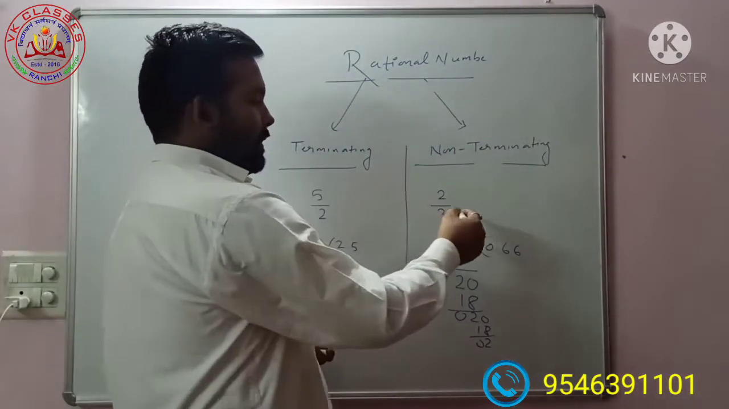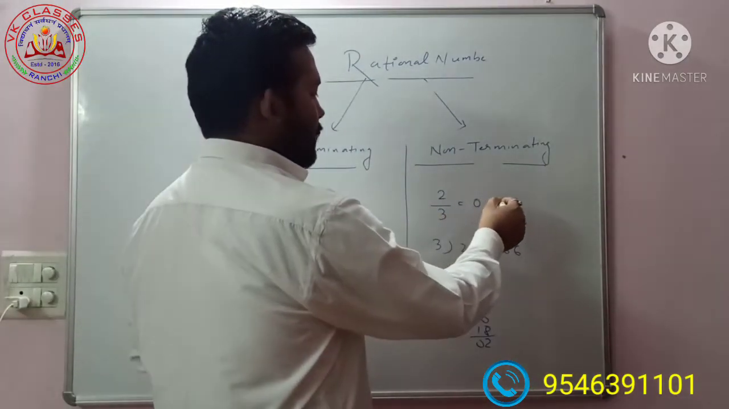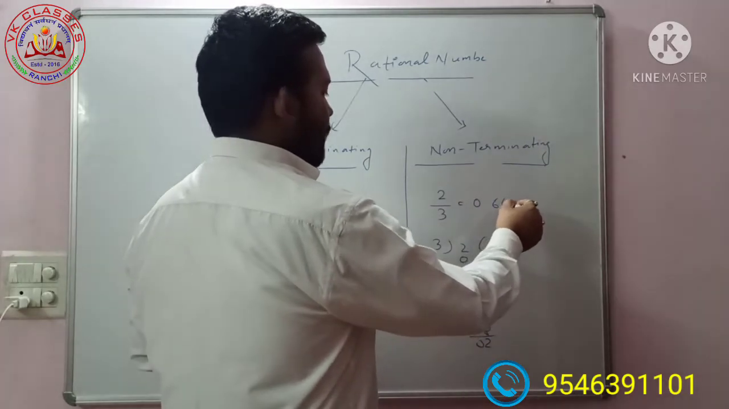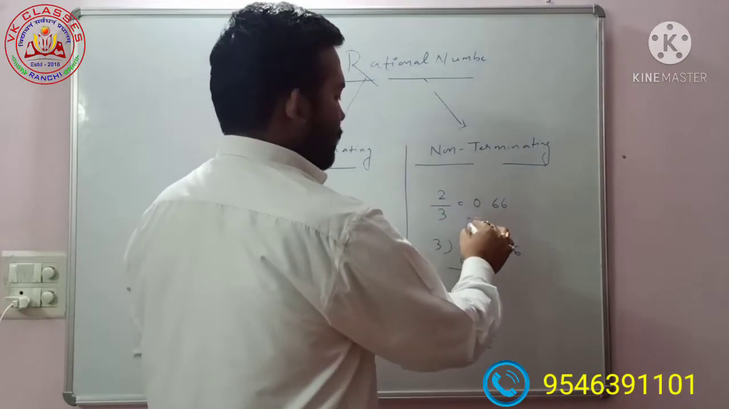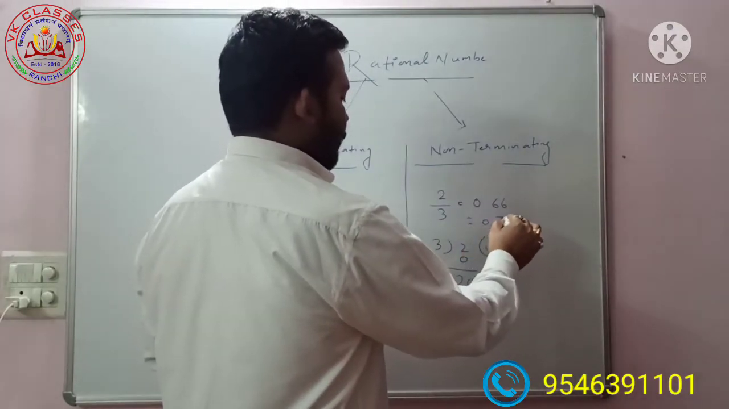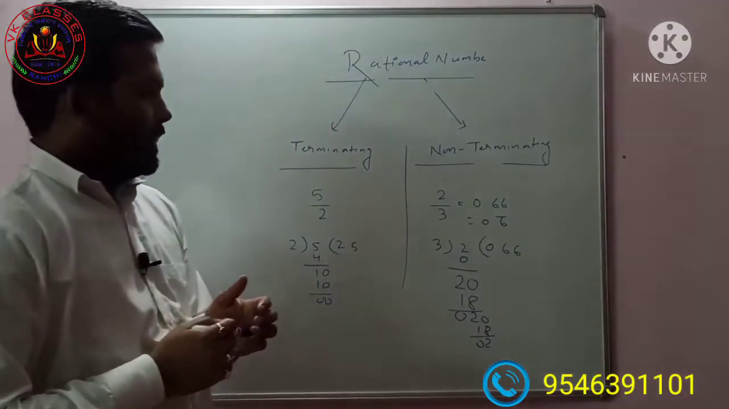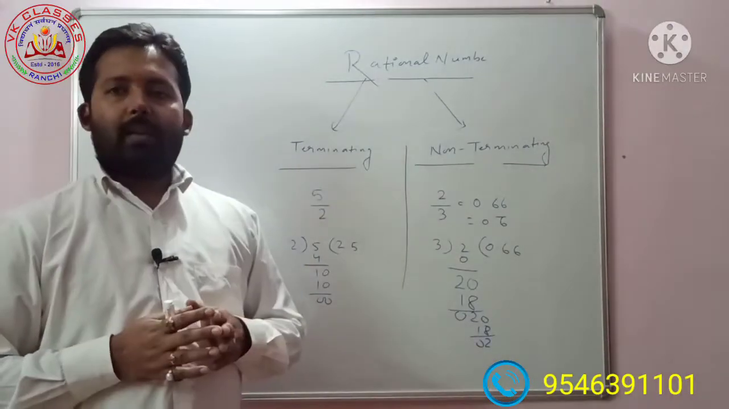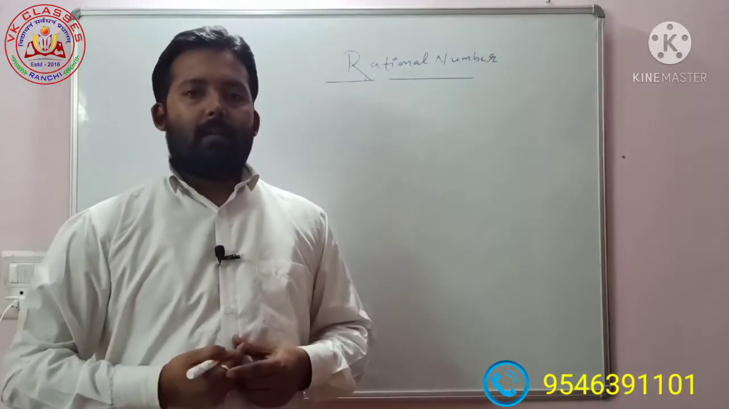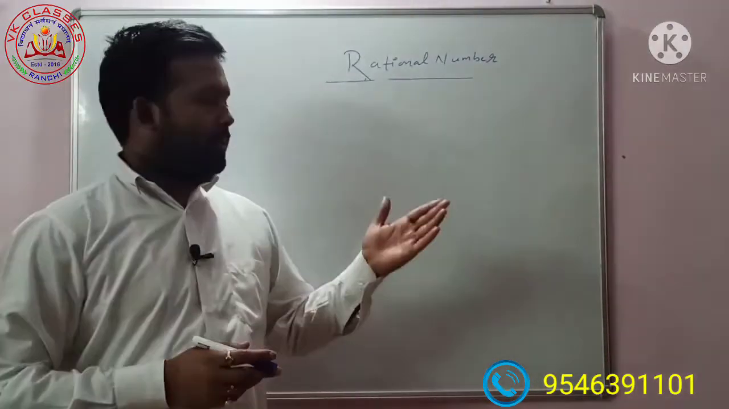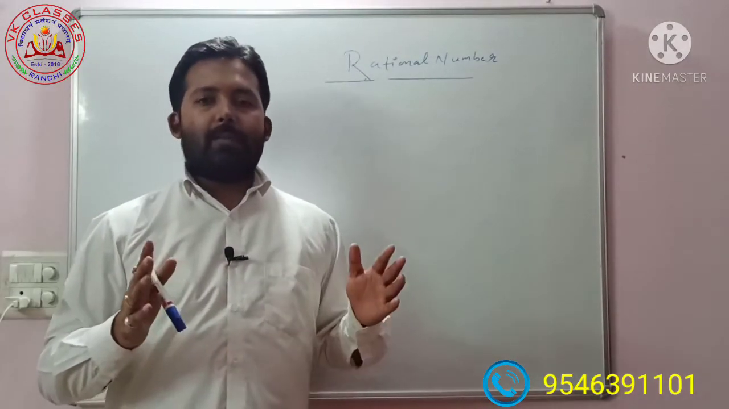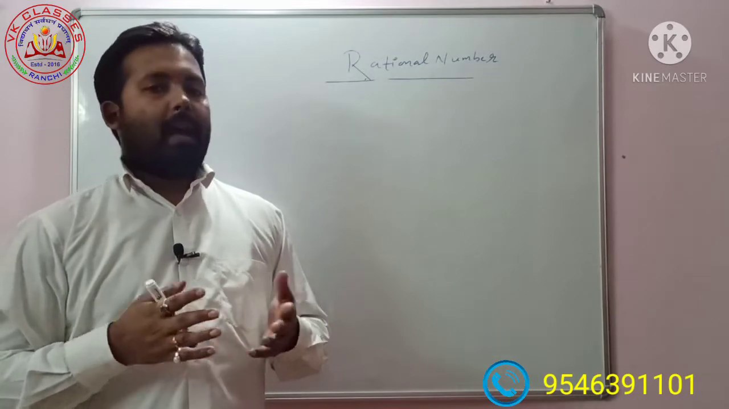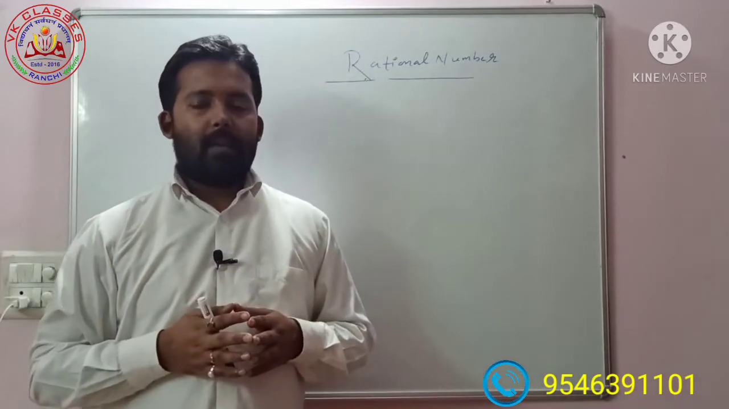That is, 2 by 3 is equal to 0.66, and this process is going to continue. So what will we put here? 0.6 bar. So this is a non-terminating decimal. We have seen just now the difference between a terminating decimal and a non-terminating decimal.